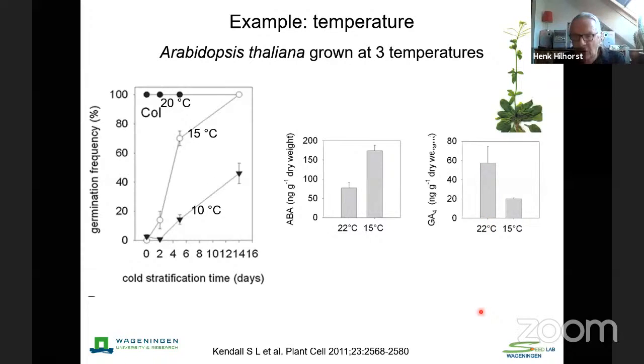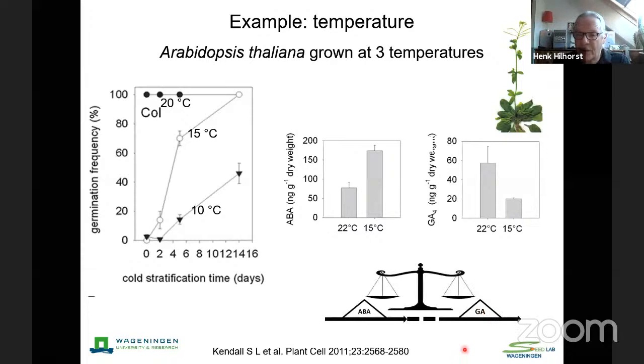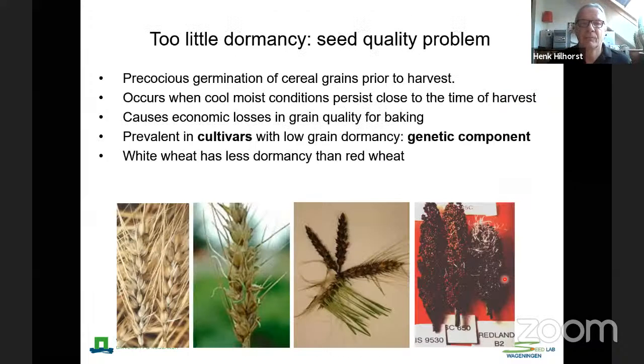So this is a very clear example of this ABA-GA balance. So at 22 degrees, the balance is on the GA side. At 15 degrees, it is on the ABA side. Yeah, so a very clear example, almost quantitative, of this balance.